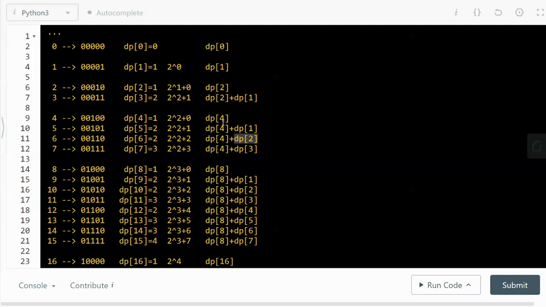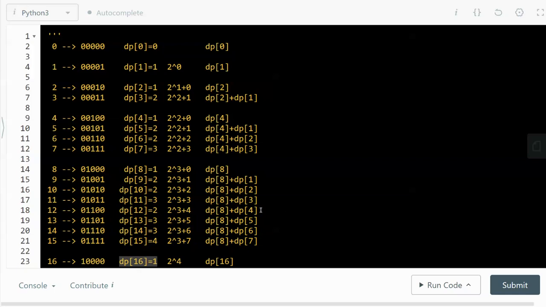And dp of 4 is always 1. So as you can see the pattern, right? dp of 4 equals 1, dp of 8 equals 1, dp of 16 equals 1, right? So they are all, for example, 2 to the power 2, 2 to the power 4, 2 to the power 3, etc. And then we plus something.